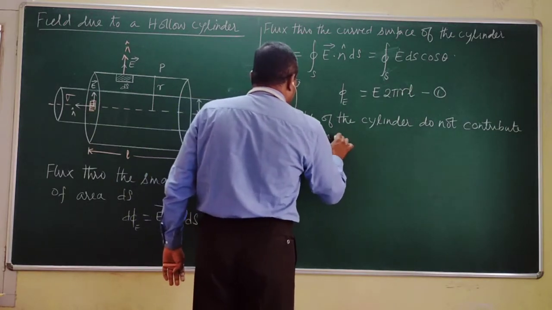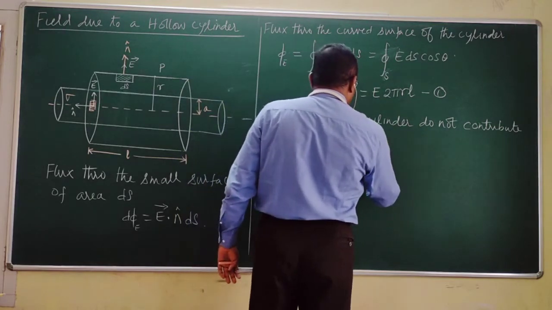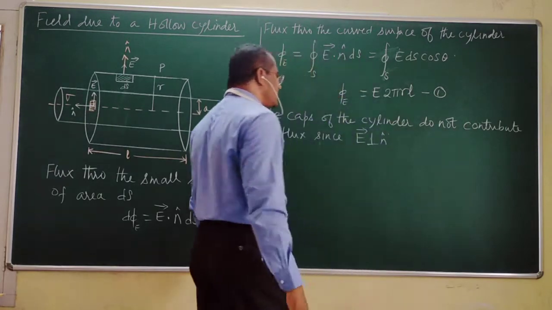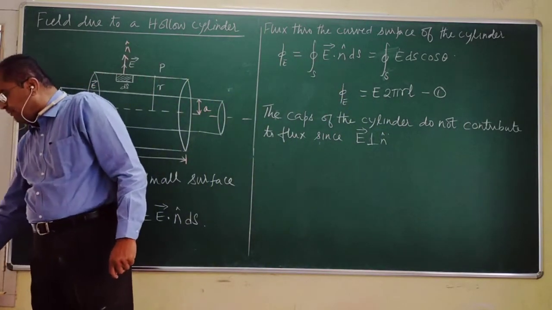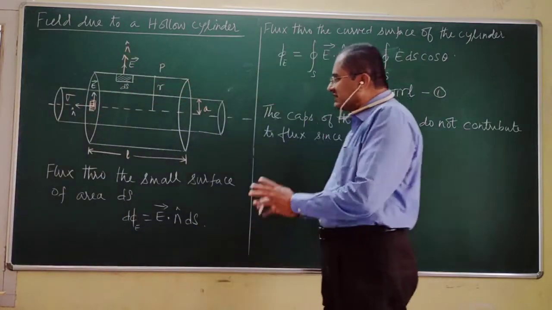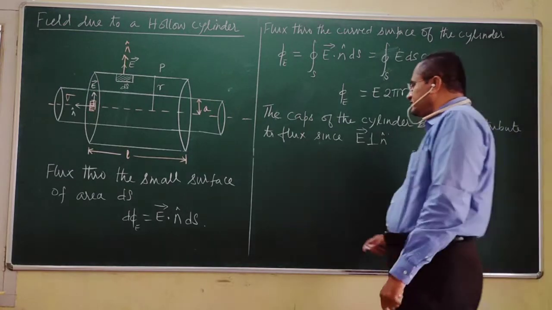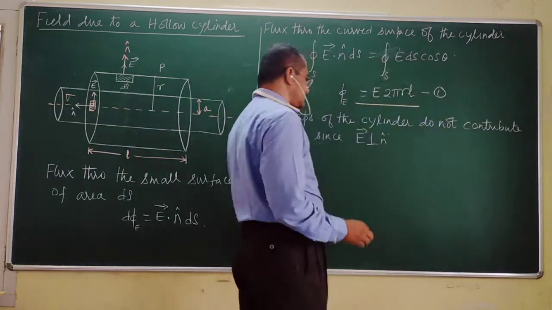Since E and the n unit vector are perpendicular to each other, they do not contribute to electric flux. Therefore, the total flux won't be this much. This will be the total flux.